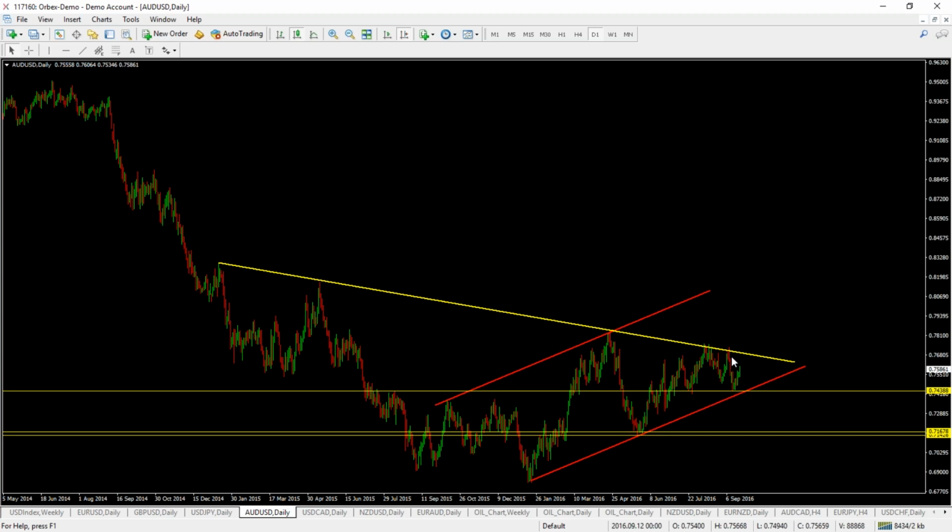And if the FOMC fails to provide a catalyst for dollar upside at this juncture, if the market gets any sense of backpedaling on recent Fed hawkishness or any disappointment with recent data, then we could see a breakout above this bearish resistance line, targeting a move up into the top of this channel.